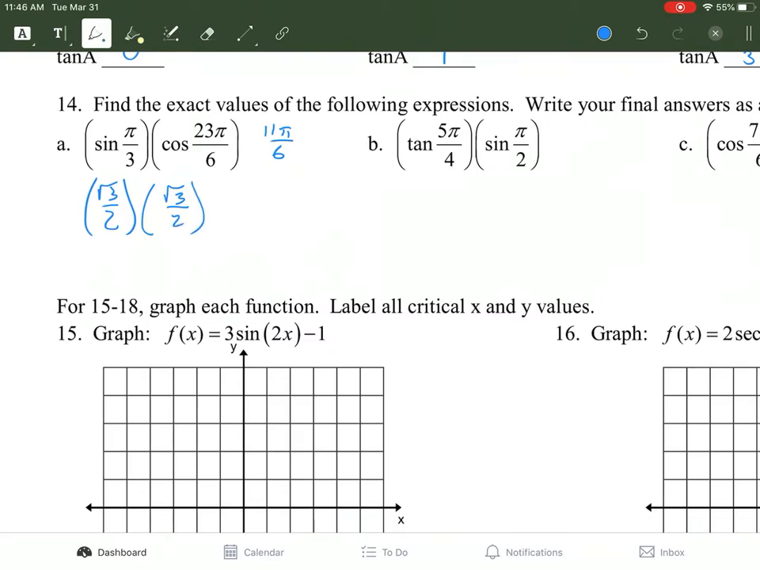Now you're multiplying these two things. The square root of 3 times the square root of 3 is the square root of 9, and the square root of 9 is just 3. And the denominator is 2 times 2, which is 4. And that's it.